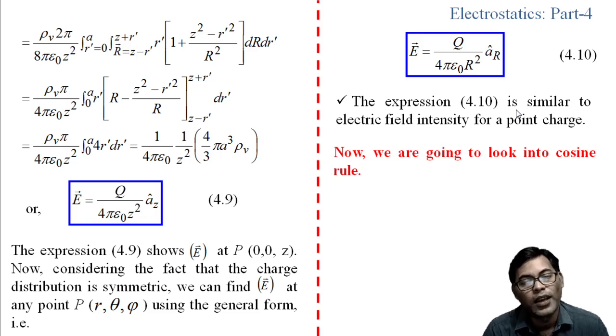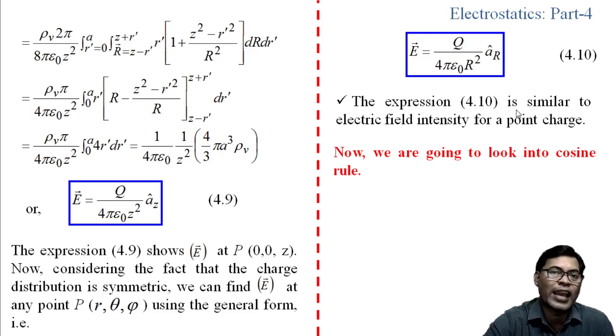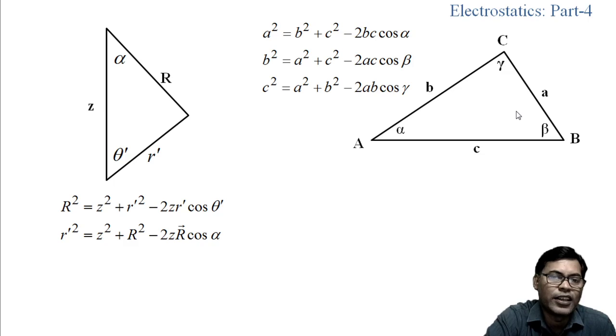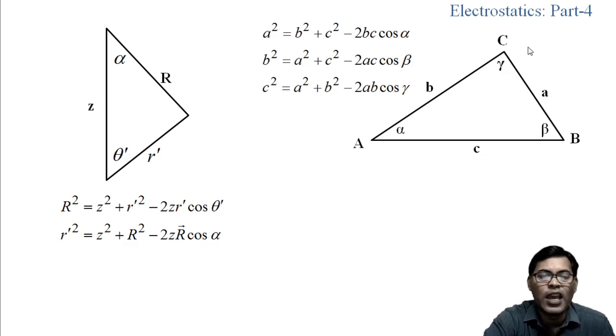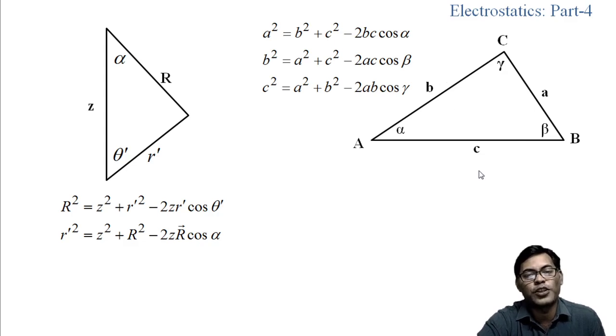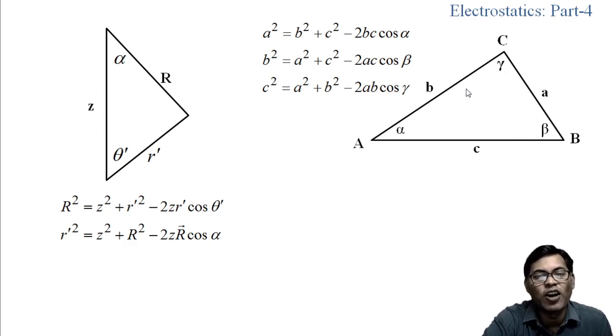As we have seen, expression 4.10 is similar to the electric field intensity for a point charge. Now we are going to look into the cosine rule, a very simple rule to calculate the length of one side of a triangle if the other two sides and the included angle are given. Here you can see the triangle ABC. In this triangle, small a, small b, small c represent the lengths of the three sides, and alpha, beta and gamma represent the angles of this triangle.